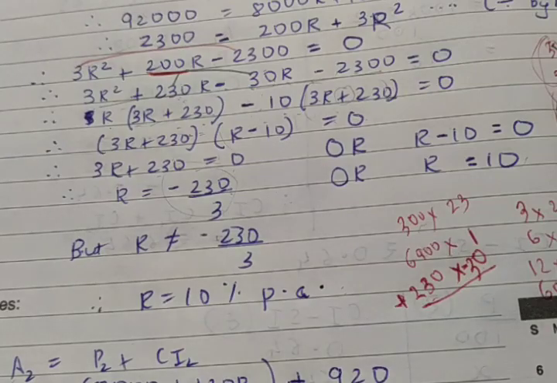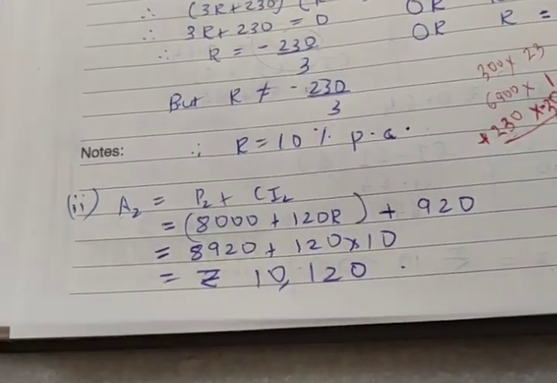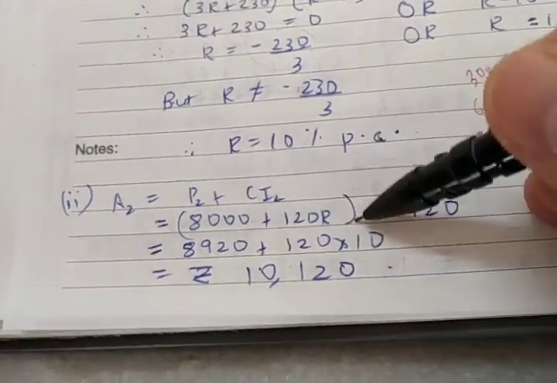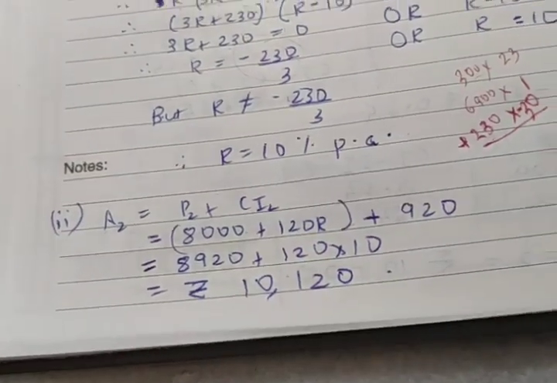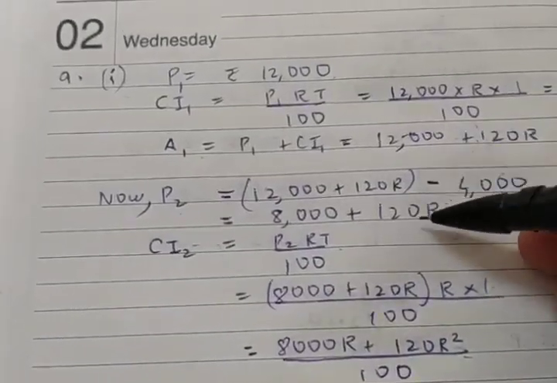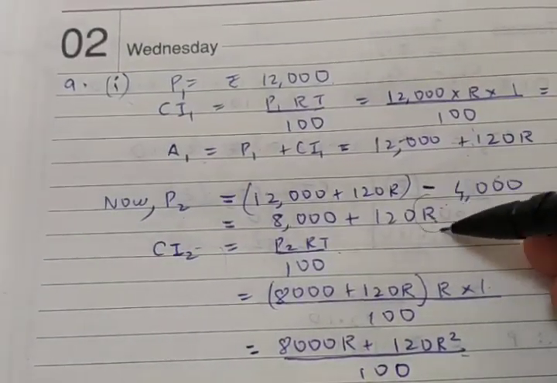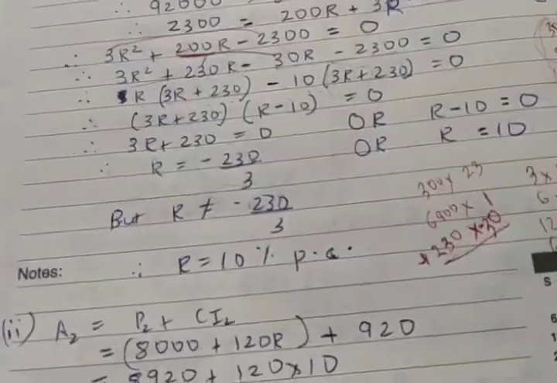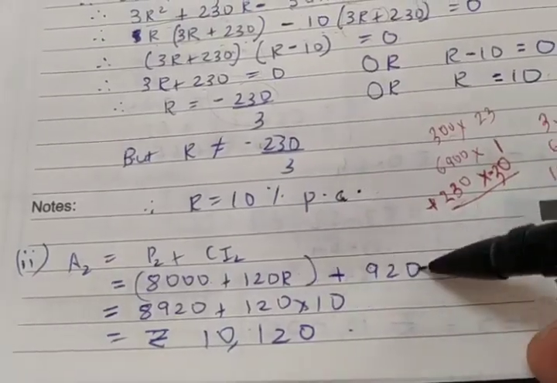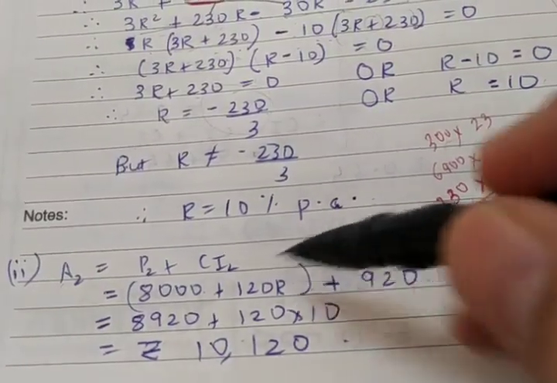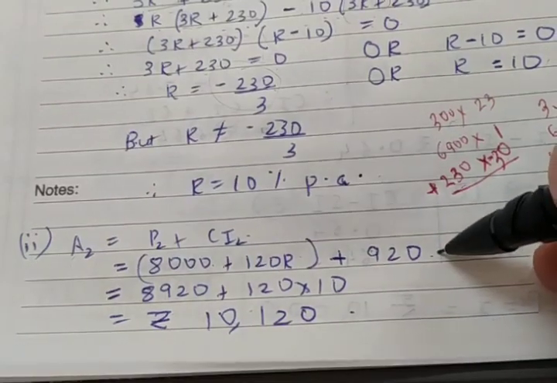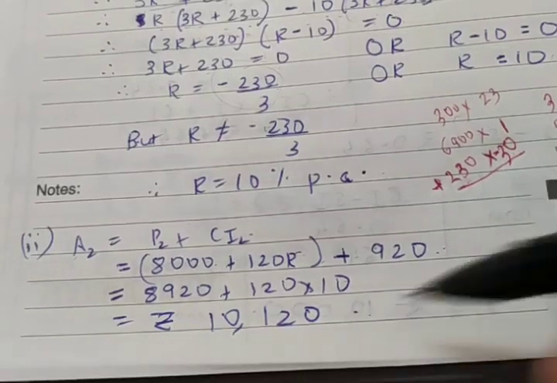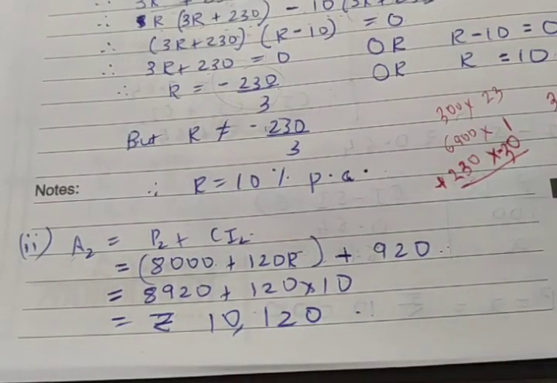Next in Roman number 2, they've asked us to find the amount after 2 years. Now you can use some formula, or we know the principal is 8,000 plus 120 R. That's what we had written here, principal. And now that we know the value of R, I can find the principal for the second year. And amount is nothing but the principal plus the compound interest of the second year. And compound interest for second year is already given as 920. So just add then, substitute R and get the final answer as 10,120 rupees. So mark this sum as IMP.